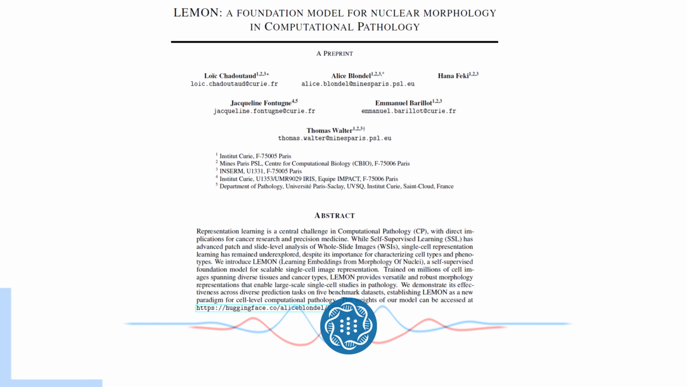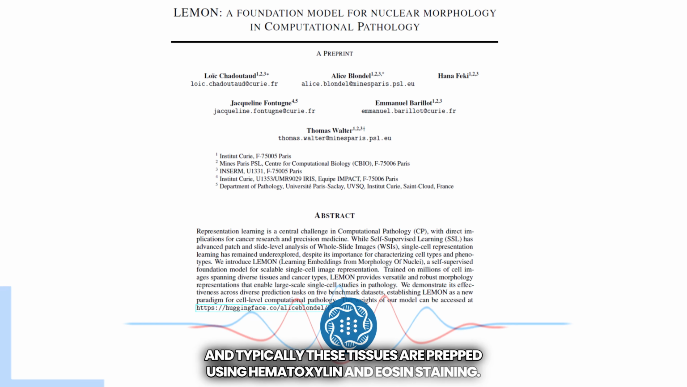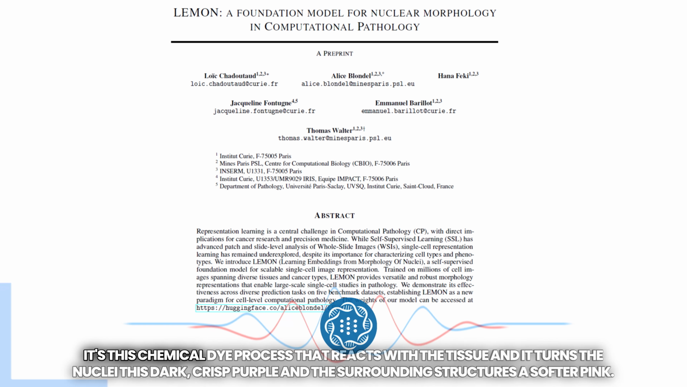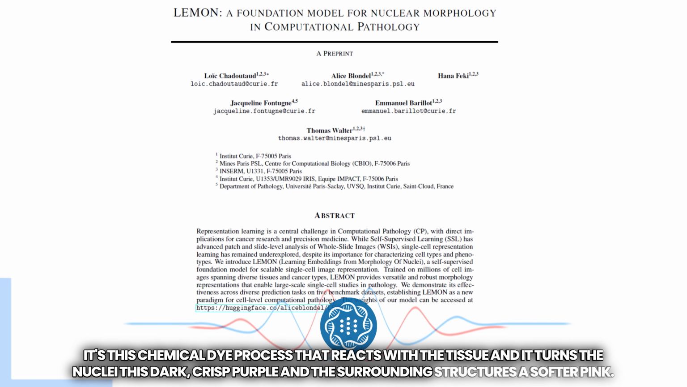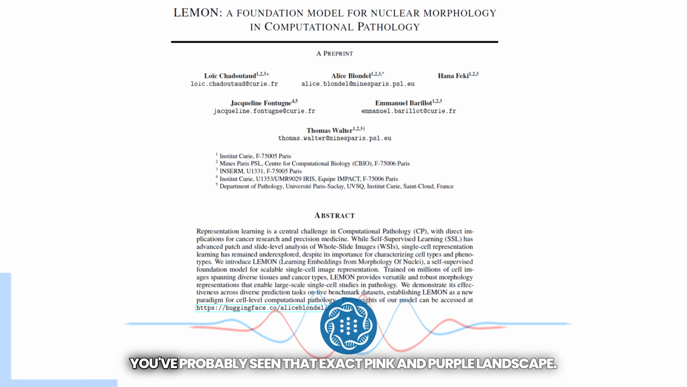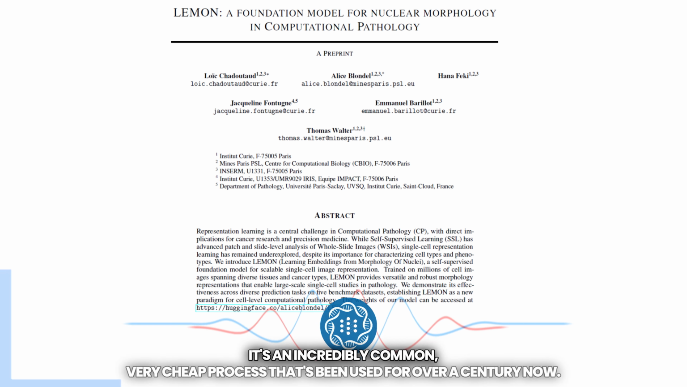For one slide. And typically, these tissues are prepped using hematoxylin and eosin staining. We just call it H&E in the field. Right, H&E. It's this chemical dye process that reacts with the tissue. Yeah. And it turns the nuclei a dark, crisp purple, and the surrounding structures a softer pink. Which, if you ever looked through a microscope in, like, high school biology, you've probably seen that exact pink and purple landscape. Exactly. It's an incredibly common, very cheap process that's been used for over a century now.